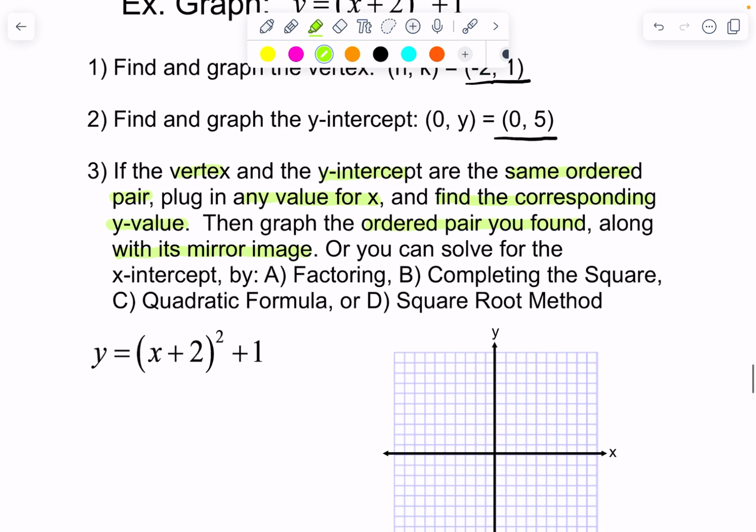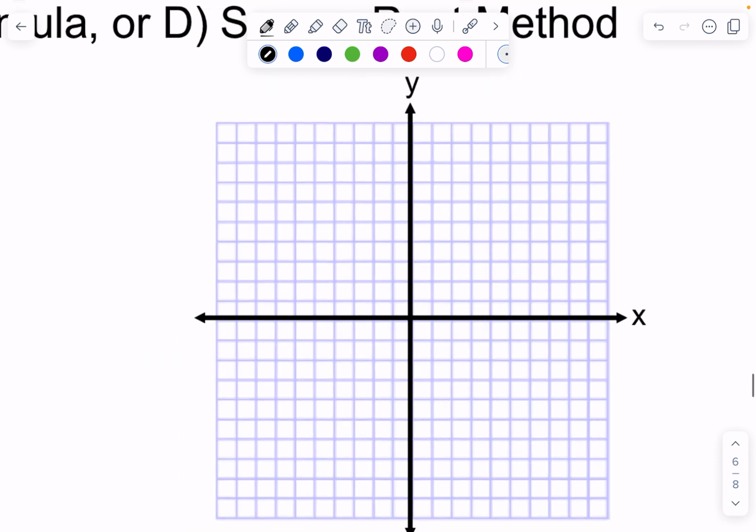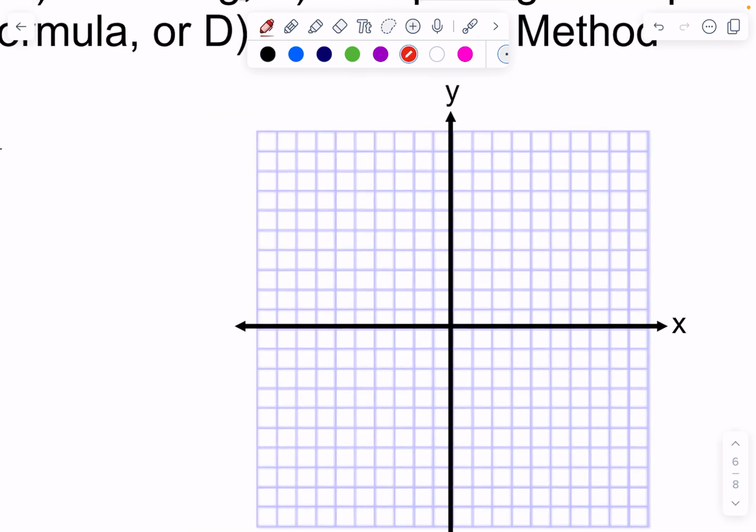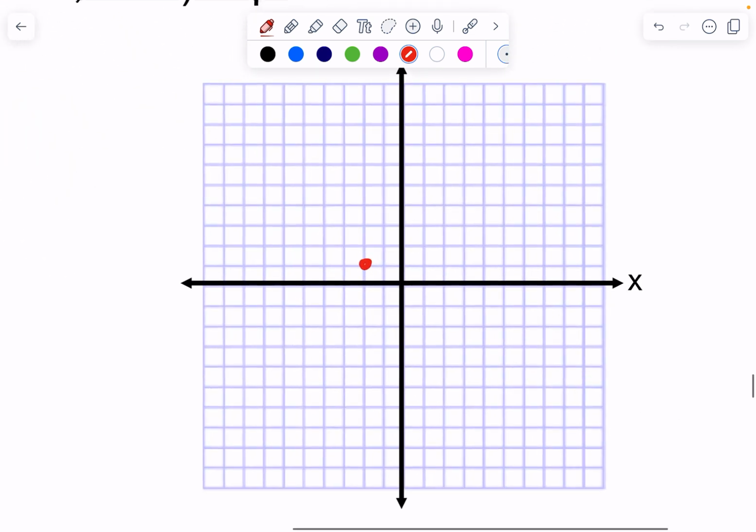So let's look at what I just told you to do here. My vertex is negative 2, 1. My y-intercept, we said, was 0, 5. So 0, 1, 2, 3, 4, 5. Now, down the vertex, there's an invisible line, this dashed line here that I'm writing. That is called the axis of symmetry.